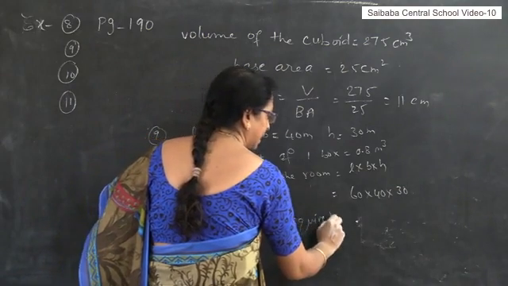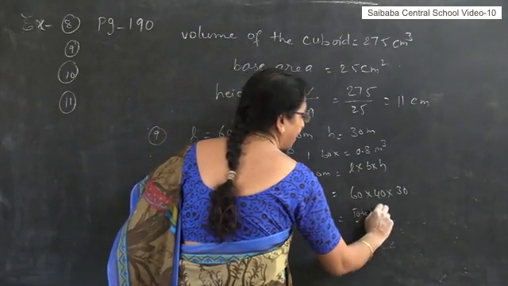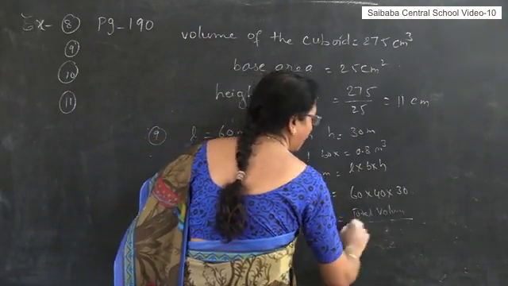in the room, that is equal to total volume by volume of one box.